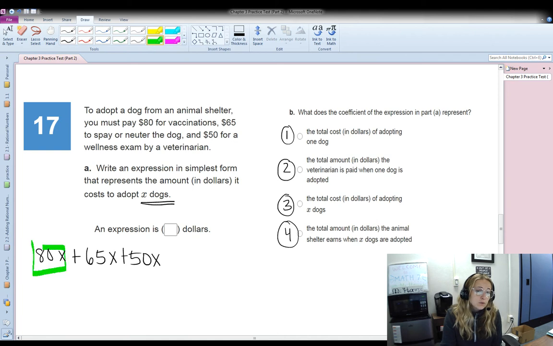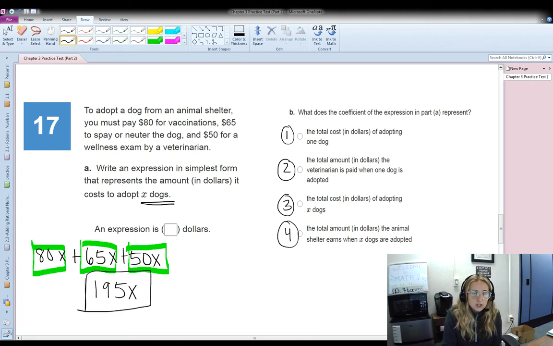So again, we want to combine our like terms, which these are all like terms because they have the same variable raised to the same power. If we add all of those together, we're going to get 195x. Okay, and that is our expression in dollars. So essentially what this is saying is it costs $195 to get a dog. If you get one dog, it's 195. If you get two dogs, you would multiply this by 2. Okay, so that's our expression.